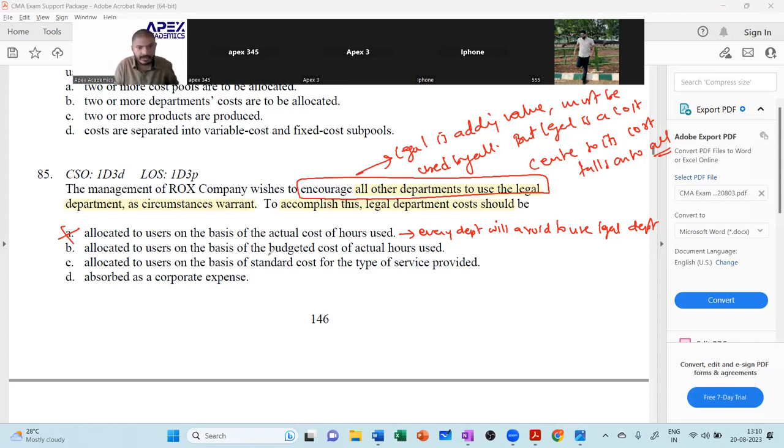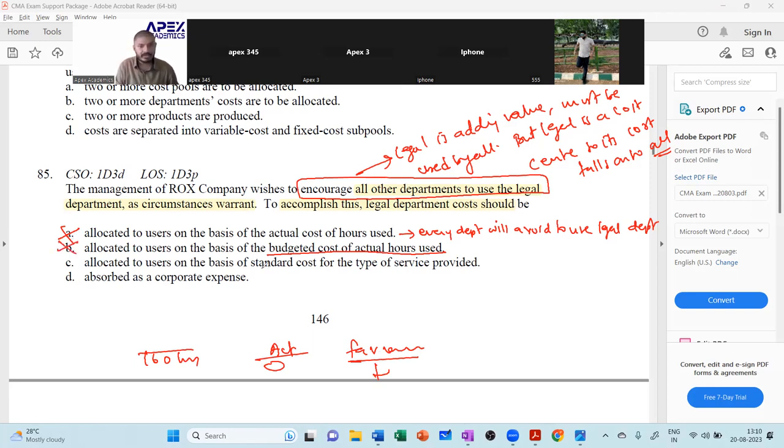Allocated to the users on the basis of budgeted cost and actual hours used. No. If it is allocated on the basis of budgeted cost, you will budget that each department will use it for say 160 hours a month. But in actual, they are using it for 0 hours a month. They will show this as a favorable variance and say, look, our expenses have come down. Look, we are so efficient. No, they will manipulate the books.